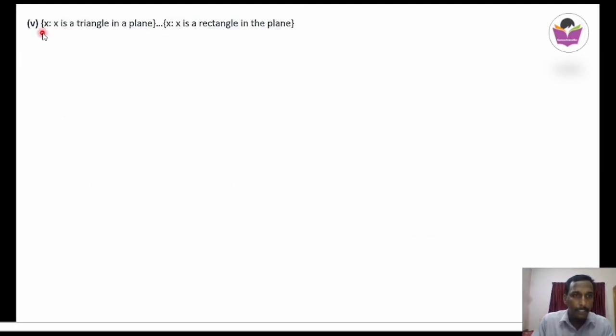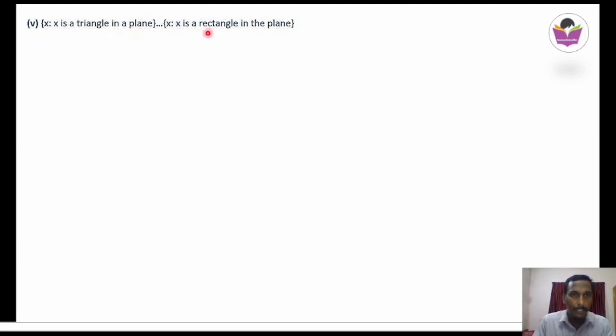Next, fifth question: the set of x such that x is a triangle in a plane. We have to put subset or not a subset here, with the set of x such that x is a rectangle in the plane. So here a triangle is mentioned, and a triangle is not having any connection with the rectangle here.